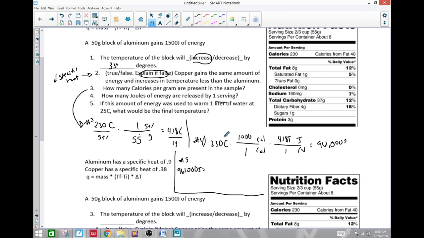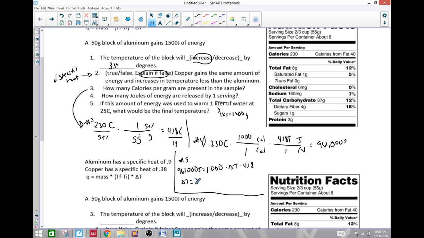Joules equals, using the specific heat formula, the mass of 1 liter of water. So 1 liter of water is 1 kilogram, which equals 1,000 grams. So that's 1,000. I'm looking for the change in temperature, to eventually figure out the final temperature, and then 4.18. So delta T in this case. So divide by 1,000, divided by 4.18, and get 230 degrees.